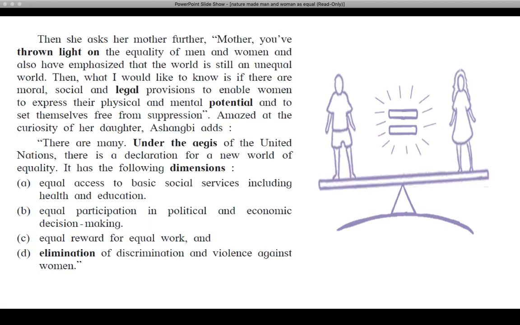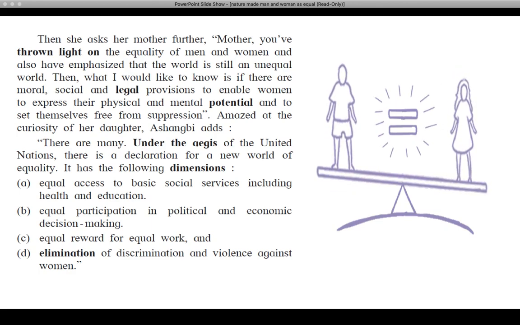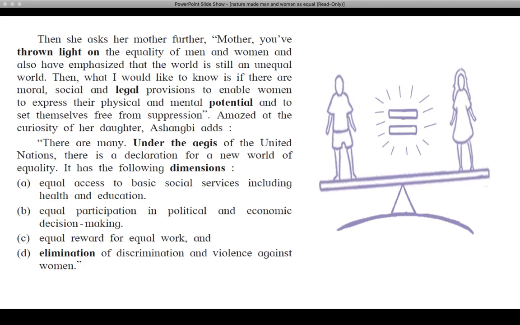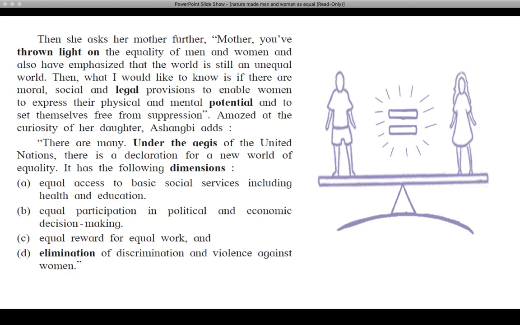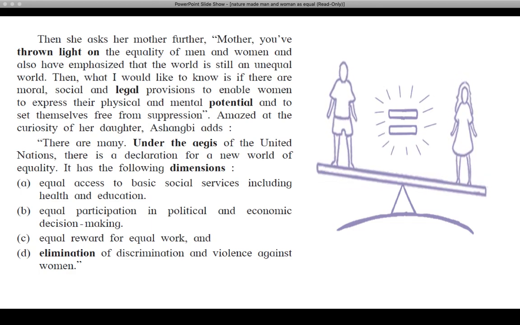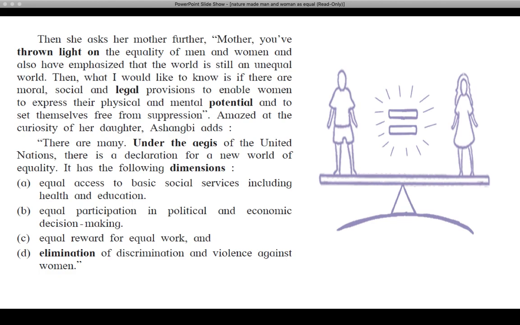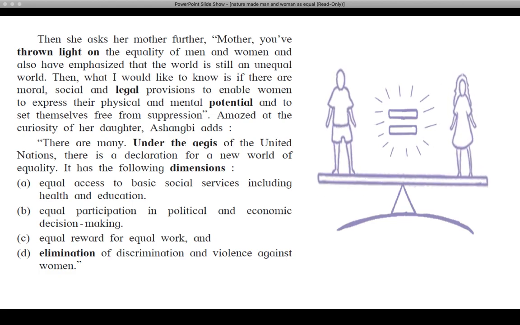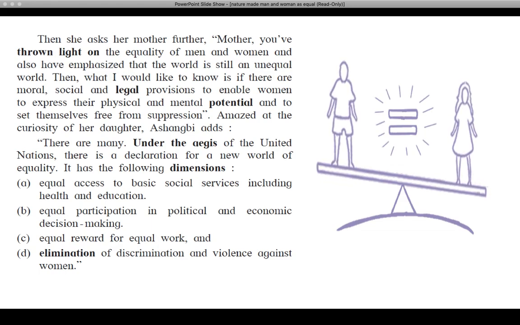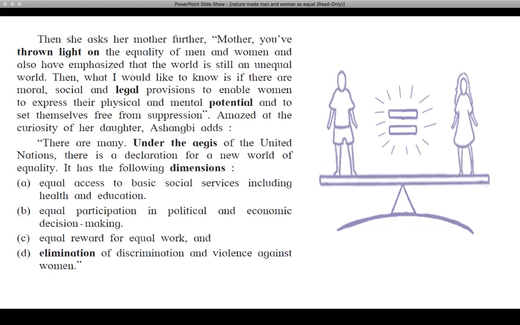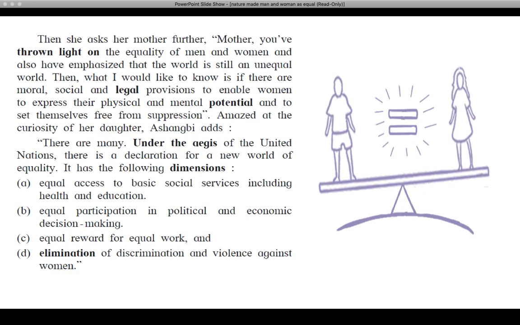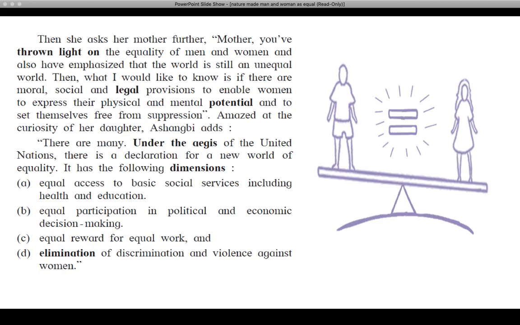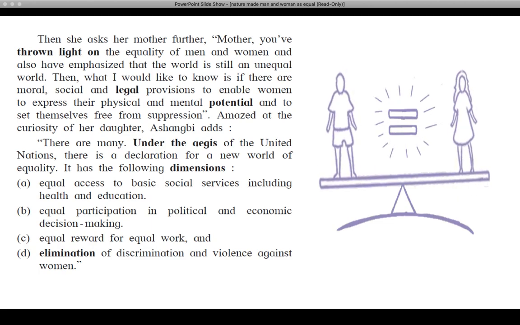So she says there are many ways where women can protect themselves by using the law under the aegis, that is under the protection of the United Nations. United Nations is an organization that helps to protect human rights. There is a declaration of a new world of equality. So she says that there are various ways under the United Nations where women can use the law to protect themselves.